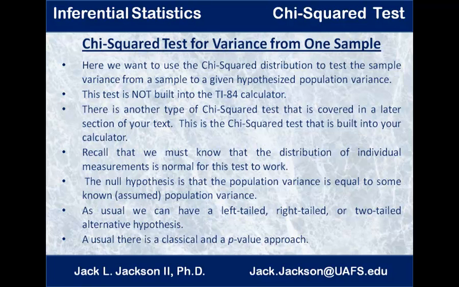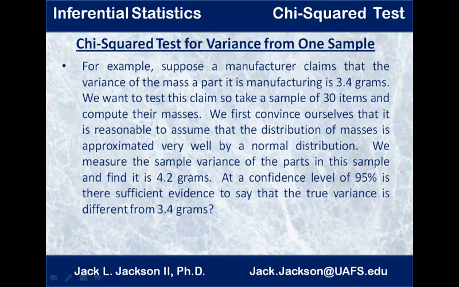Can't emphasize this enough. Recall that we must know that the distribution of individual measurements is normal for this test to work. So our null hypothesis is that the population variance is equal to some known or assumed population variance, and as usual we can have a left-tailed, right-tailed, or two-tailed alternative hypothesis. And as usual there is a classical and a p-value approach. So let's take an example.